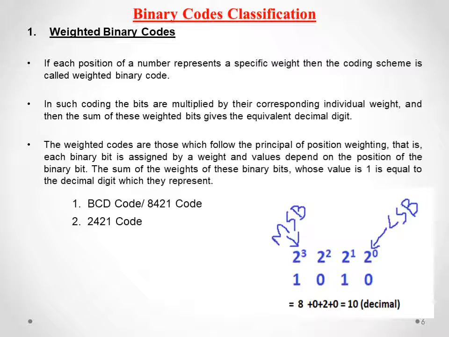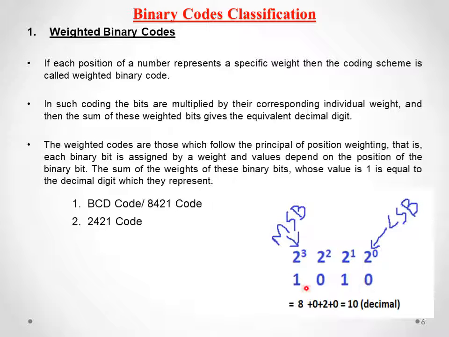In weighted binary codes, each position of a number represents a specific weight. Then the coding scheme is called a weighted binary code. In that coding system, the bits are multiplied by their corresponding individual weights, and the sum of these weighted bits gives the equivalent decimal digit.